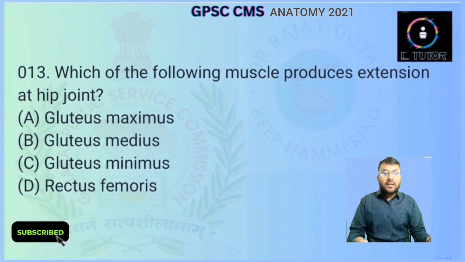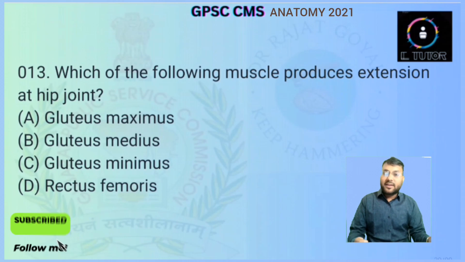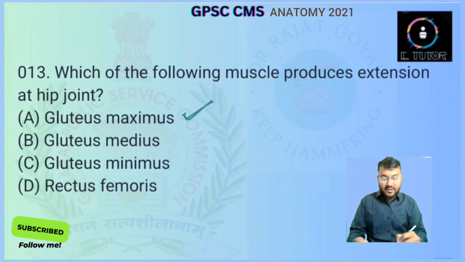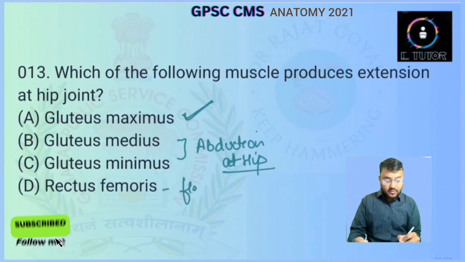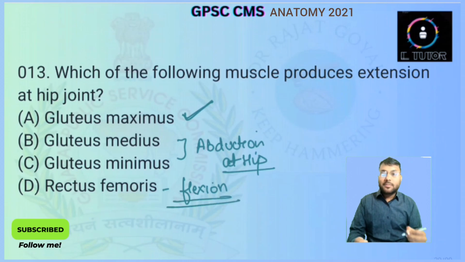Which of the following muscle produces extension at the hip joint? Gluteus maximus, yes, it produces extension. Gluteus medius and minimus are mainly for the abduction at hip joint, and rectus femoris is for the flexion. So here answer will be gluteus maximus, which is the prime extensor of the hip joint.